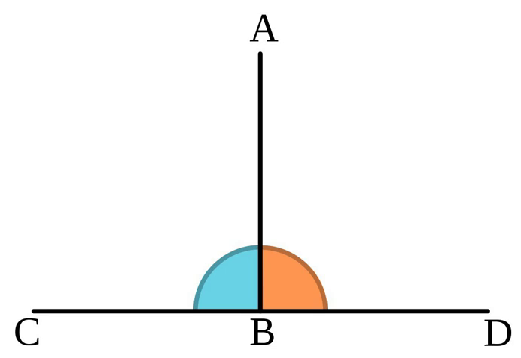Conversely, if one line is perpendicular to a second line, it is also perpendicular to any line parallel to that second line. In the figure at the right, all of the orange-shaded angles are congruent to each other and all of the green-shaded angles are congruent to each other, because vertical angles are congruent and alternate interior angles formed by a transversal cutting parallel lines are congruent.